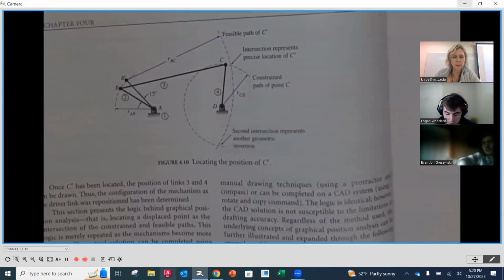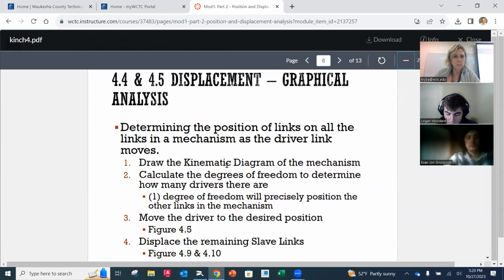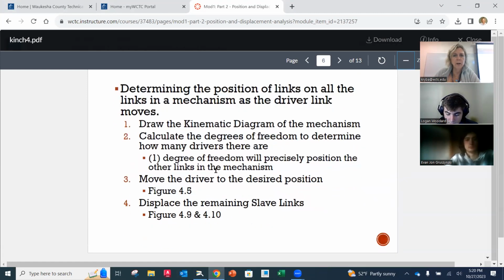Okay, let me catch myself up in my PowerPoint and see where we're at. So you'll notice here we do the kinematic diagram. I didn't point out, we always check those degrees of freedom. Then we want to move that driver to the desired position. That was the 15 degrees for this particular one that we were looking at. And then you want to displace the remaining links, they call them slave links, meaning those are the ones that are connected and dependent on that driver for their motion.